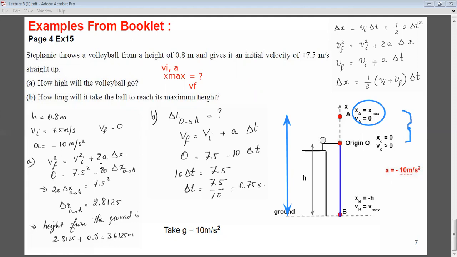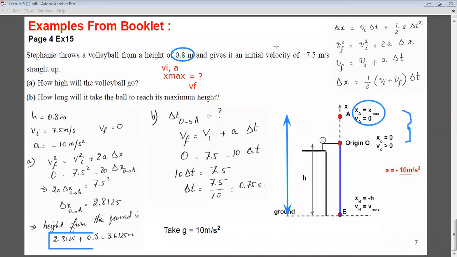Instead of A, I will put 10 times 2, it becomes minus 20. Delta x from O to A. 7.5 squared to the other side, 20, I keep it here. So delta x from O to A will be 2.8125. This is only from O to A. But when he says how high, he means from the ground, okay? So what do I have to add to it? I add to it the 0.8 meter, which is the height of the building, and this will be the final answer. I just add it up. This will be the final answer.